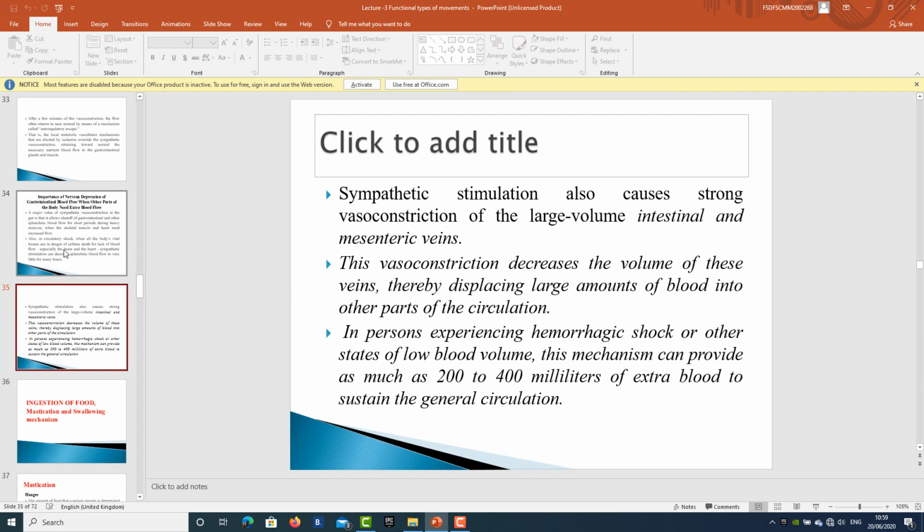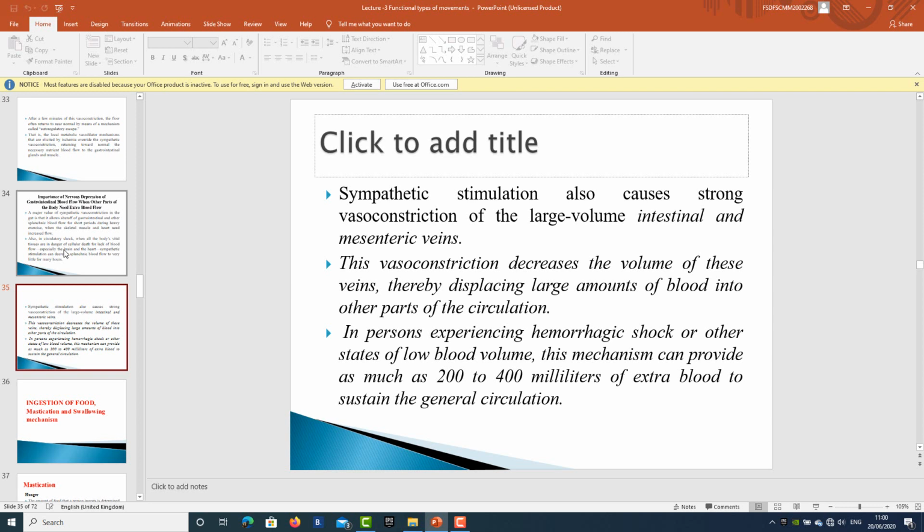Sympathetic stimulation also causes strong vasoconstriction of the large volume intestinal and mesenteric veins. This vasoconstriction decreases the volume of these veins, thereby displacing large amounts of blood into the other parts of the circulation. So, in persons experiencing hemorrhagic shock or other states of low blood volume, this mechanism can provide as much as 200 to 400 ml of extra blood to sustain the general circulation.